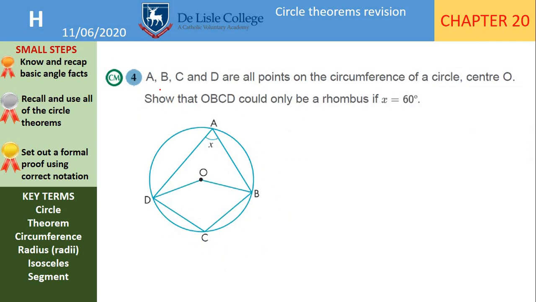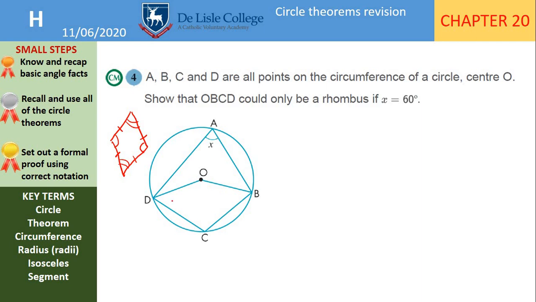Question 4. A, B, C and D are all points on the circumference of a circle, centre O. Show that OBCD, so this quadrilateral down here, could only be a rhombus if X was equal to 60. So if we think about what a rhombus is, a rhombus must have 4 equal sides, and this angle must be equal to this angle, and this angle must be equal to this angle.